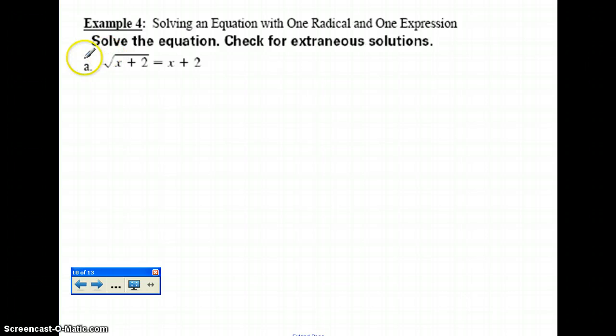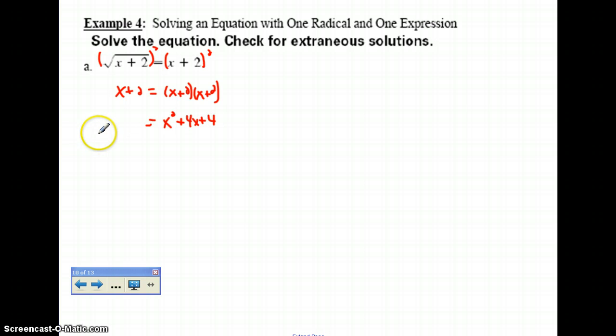So what undoes a square root? Well, squaring a quantity undoes a square root. So I'm going to square both sides. Whenever I have a radical totally by itself on one side, I can always take both sides to whatever that power is. So right now I have x plus 2 equals x plus 2 times x plus 2, which turns out to be x squared plus 4x plus 4 equals x plus 2.